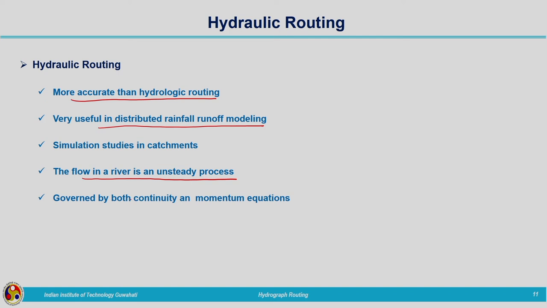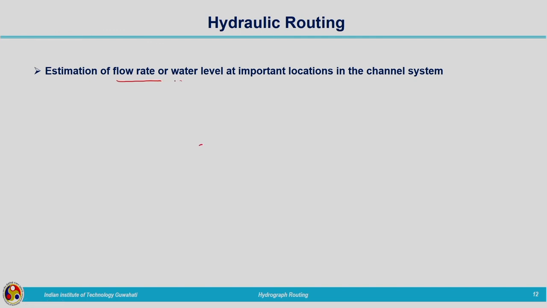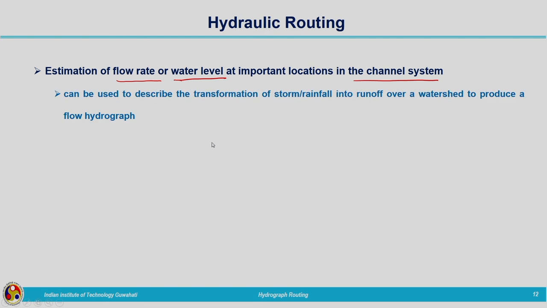So that is, I have already explained this, make use of continuity and momentum equations. So estimation of flow rate or water level at important locations in the channel of a system can be done by using hydraulic routing. It can be used to describe the transformation of storm or rainfall into runoff over a watershed to produce a flow hydrograph. That process, how the runoff is taking place from a rainfall. We have seen effective rainfall calculation, after that overland flow, runoff at the outlet, those processes in detail we have discussed. So along the channel, what are the changes taking place in the flood wave, that can be studied by means of hydrologic or hydraulic routing.